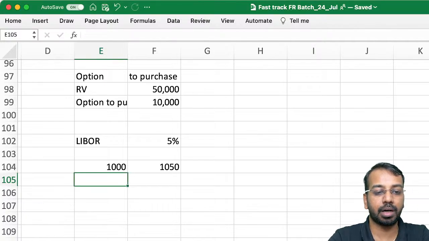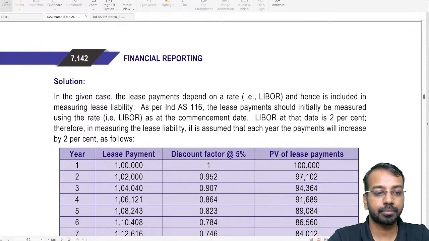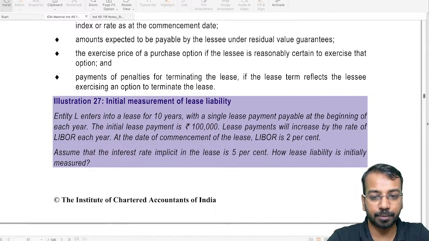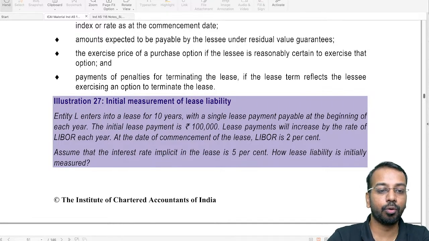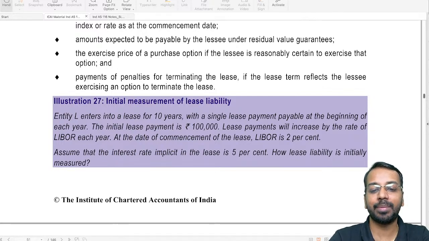So just to give another example, if you look at this particular question, entity L, I hope it is visible. Yes, it's visible. Entity L enters into a lease for 10 years with a single lease payment payable at the beginning of each year. The initial lease payment is 100,000, 1 lakh. And lease payments will increase by the rate of LIBOR each year. At the date of commencement, LIBOR is 2%.